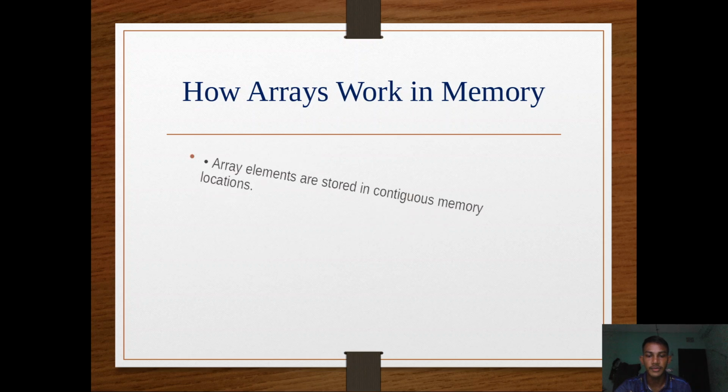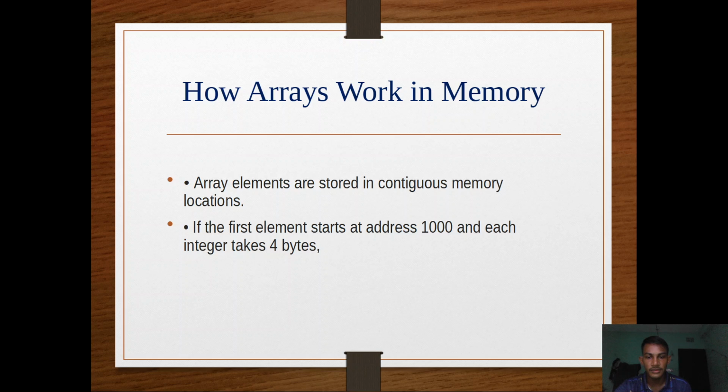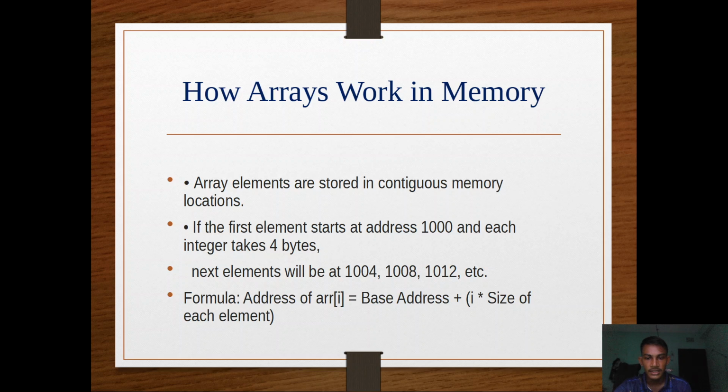How do arrays work in memory? Now, how does an array work in memory? All elements of an array are stored side by side in continuous memory locations. Suppose the first element is at memory address 1000 and each integer takes 4 bytes, then the next elements will be stored at 1004, 1008, 1012 and so on. That's why accessing elements in an array is very fast, because the computer can directly calculate the position using this formula.